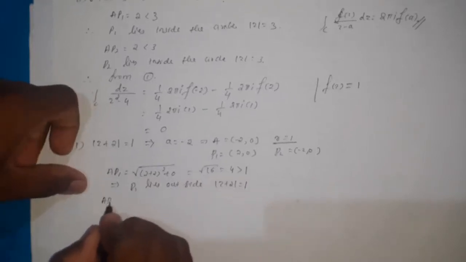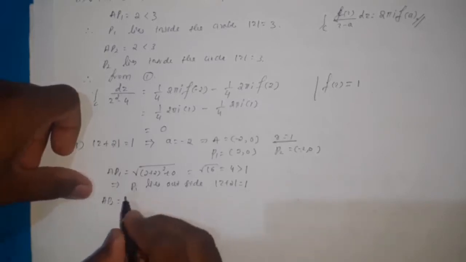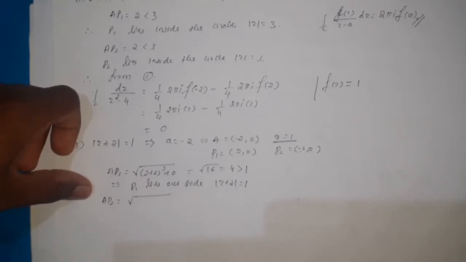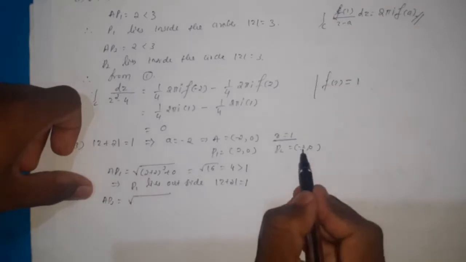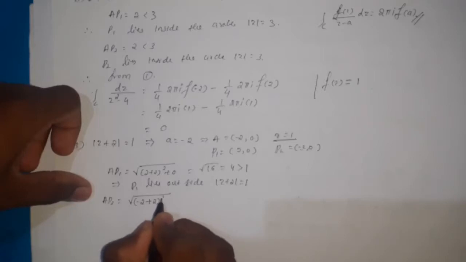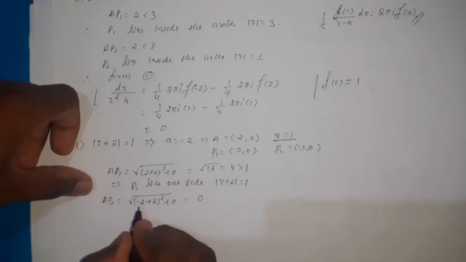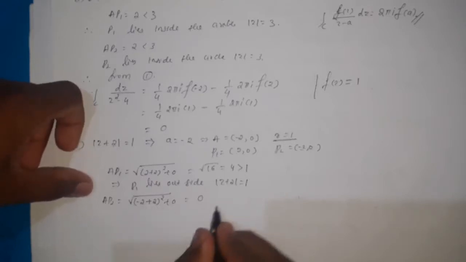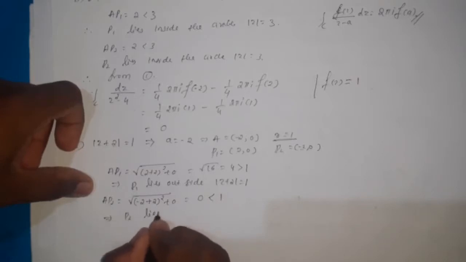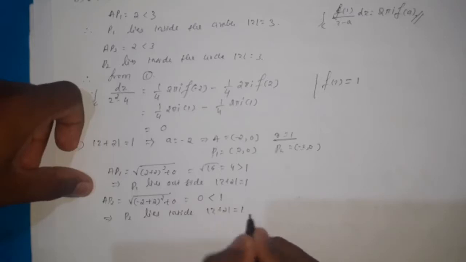And let us evaluate AP2. P2 is minus 2. So here minus 2 minus of minus 2 is plus 2 whole square plus 0. So total its value is equal to 0 because minus 2 plus 2 will get cancelled. It is 0, which is less than 1. So it implies P2 lies inside mod z plus 2 equal to 1.